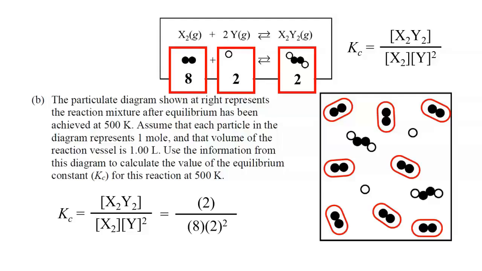And then don't forget, we have to square the concentration of Y because of the coefficient of 2 in the balanced equation. So the math that we're doing to calculate the value of Kc based on the information in this particle diagram would be 2 divided by the product of 8 times 2 squared. So when we do that math, we get 0.0625. So now that we know the value of the equilibrium constant, Kc, based on this information in the particle diagram, we can now move on to part C.